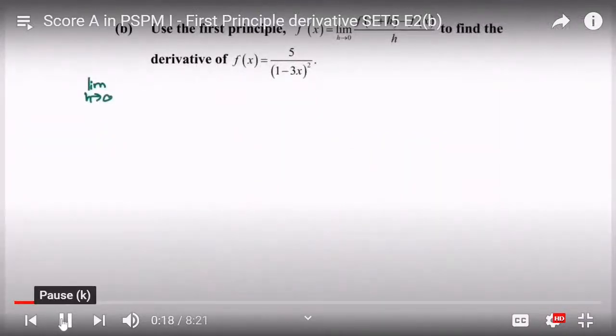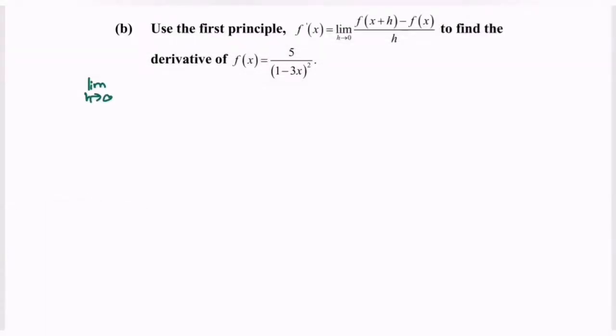approaching 0. Okay, so for this question 2B, we have first principle. Okay, we have first principle. So bagi saya just show a little bit. Okay, just show a little bit. For the function f bracket x plus h. So meaning that need to substitute the x plus h into this part. So rewrite the situation where we have 5 over 1 minus 3 bracket x plus h bracket square.